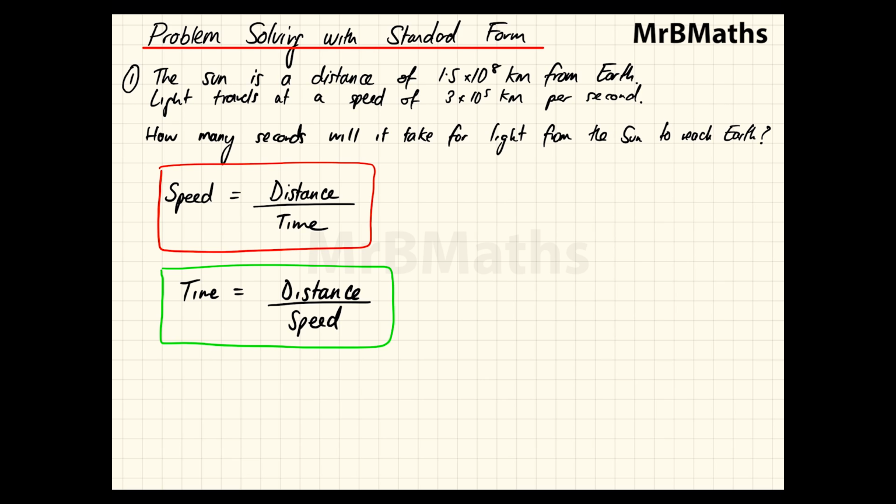So I'm going to rewrite this up here. Time, we don't know what it is, so I can write time equals, now what's the distance given to us? Distance is here, and we have 1.5 times 10 to the 8. So I'll write that up here, 1.5 times 10 to the 8. Now we've got all over, so divide by, and then we have light travels at a speed of 3 times 10 to the 5. So I'll put 3 times 10 to the 5.